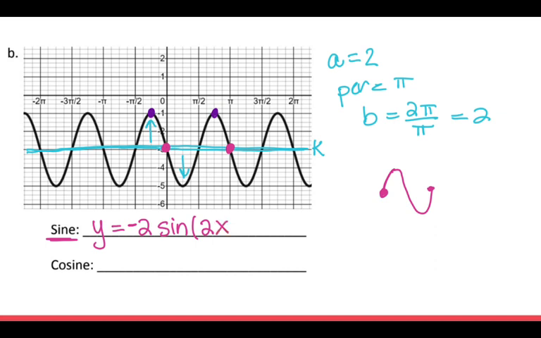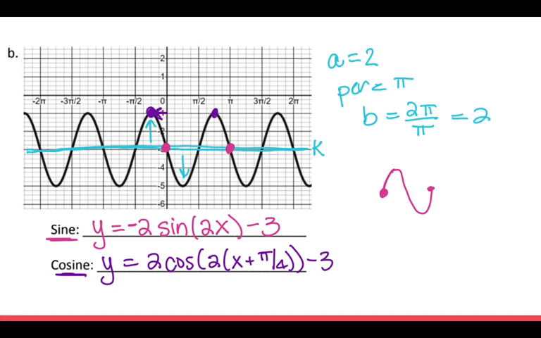There is no horizontal shift, so I don't have to worry about adding or subtracting anything inside my parentheses. And my midline is down at negative 3. All right, cosine. I have y equals, this is a positive 2 because I went with these peaks over here. There was no reflection. So I have 2 cosine of 2, and there is this horizontal shift to the left, pi over 4 units. So I'm going to do x plus pi over 4. And then my midline, which is at negative 3.